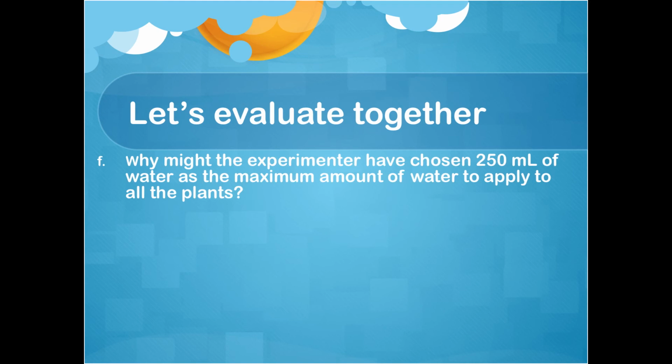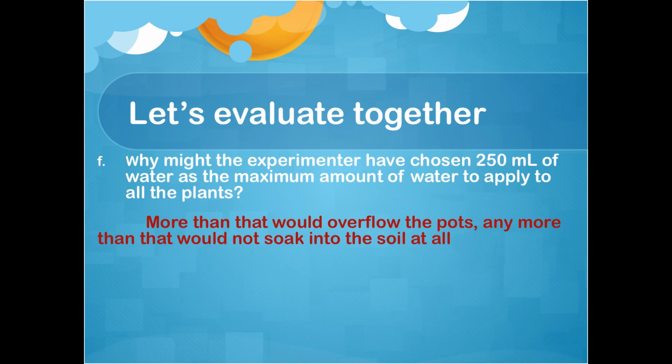So the next thing we might want to think about is, why maybe when the experimenter did this experiment, did they choose 250 milliliters as the maximum amount of water to apply to all the plants? This gets to thinking of testing as wide a range as possible with my independent variable. Well, maybe they found out that if they put more than 250 milliliters, it would overflow the pots. And then if they used any more than that, it would not soak into the soil at all. So then they're not really watering the plant if it's just sitting in there. So this is this idea of testing as wide a range as possible. They found out that you really can't do more than 250 milliliters. So that's a good part of a procedure.